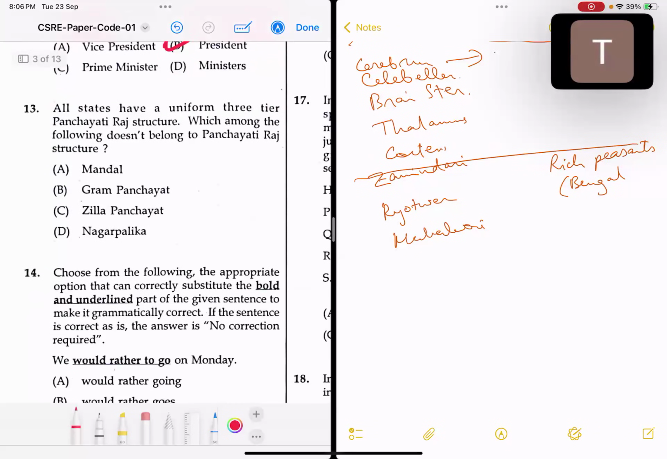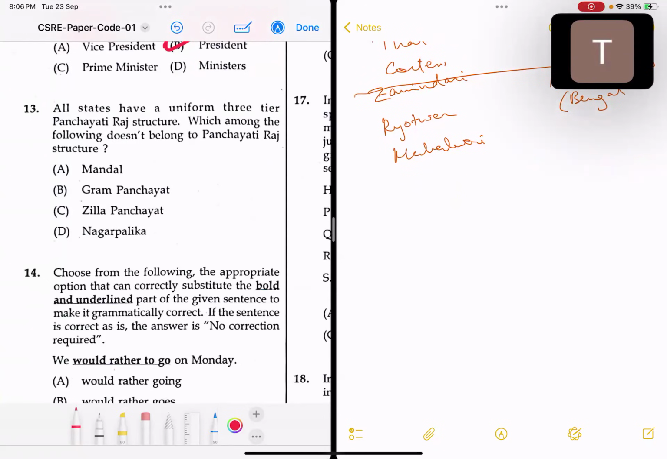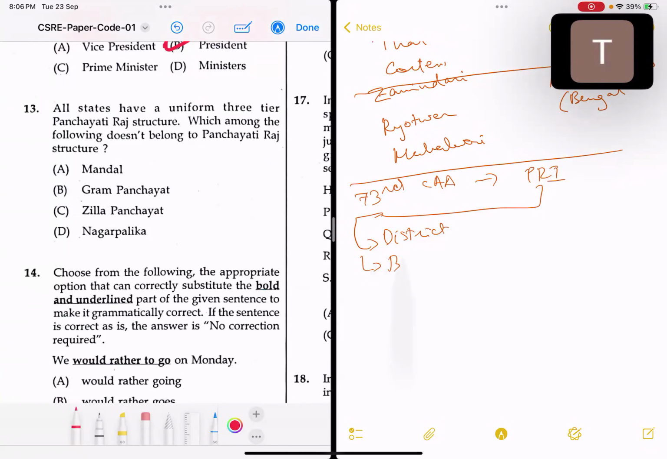Now let's come to question number 13, okay? All the states have a uniform 3-tier Panchayati Raj structure. Which among the following does not belong to Panchayati Raj? Now, if you look at the 73rd Constitutional Amendment Act, it provides for the establishment of the Panchayati Raj institution, right? So this takes place in 3-tier level, right? At the district level, at the block level, and at the village level, right?